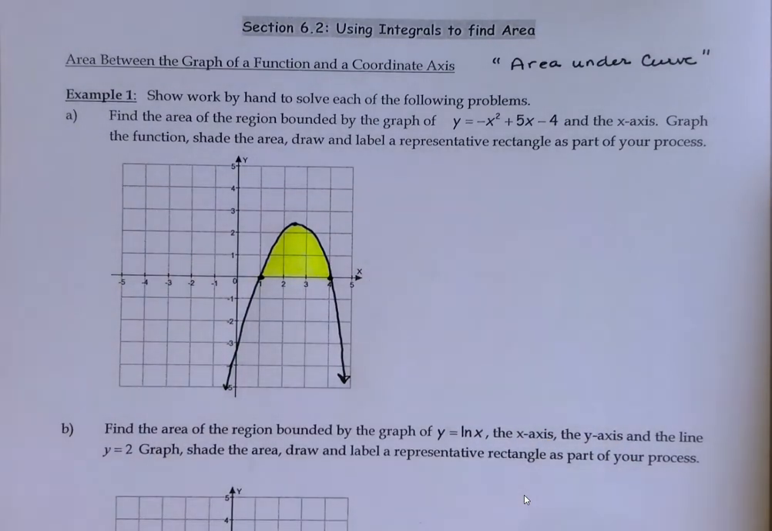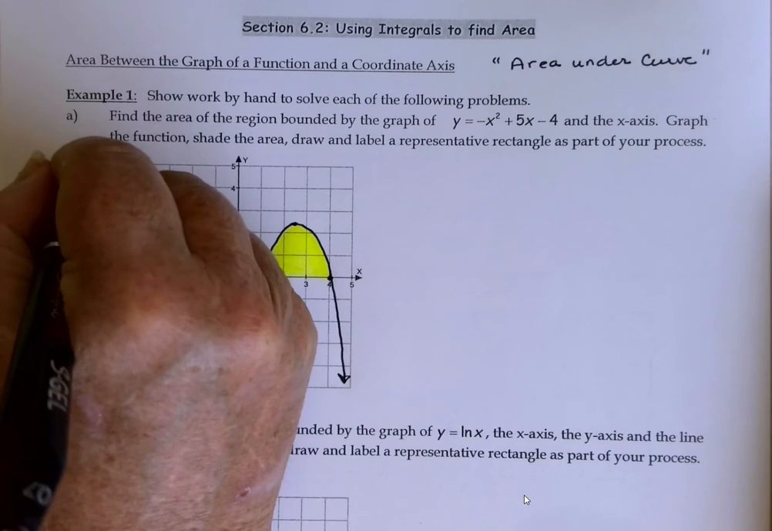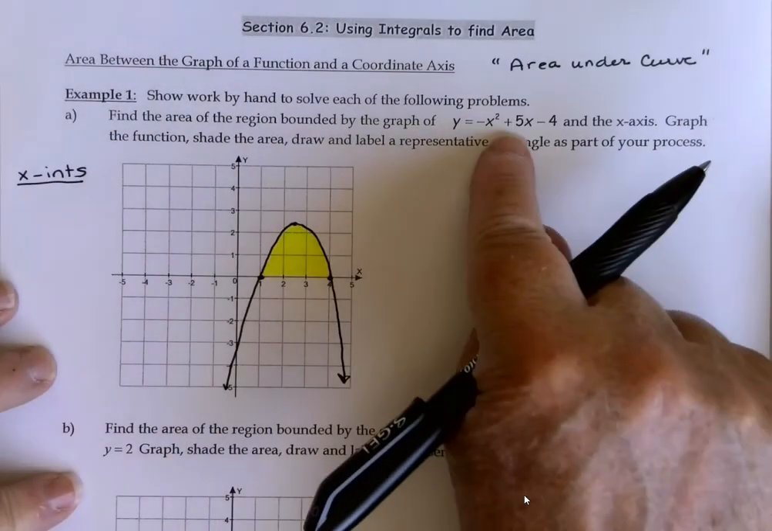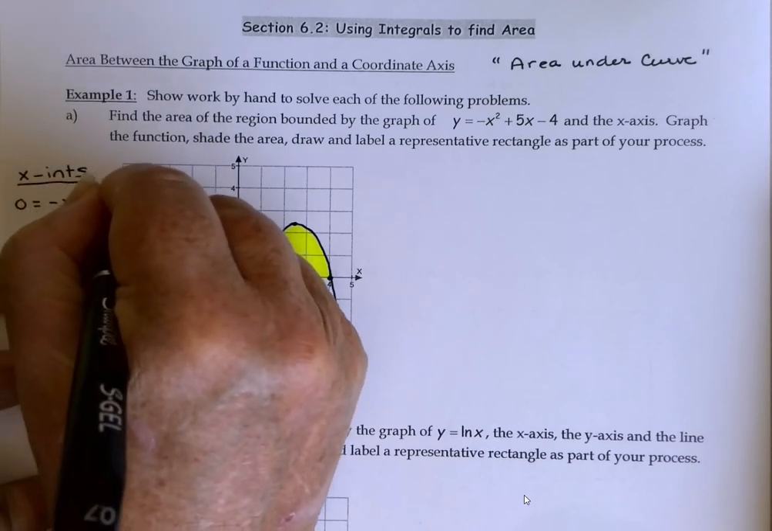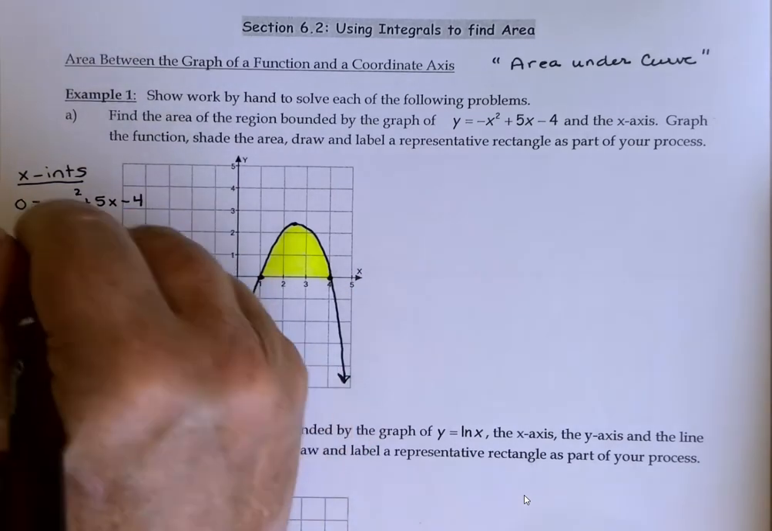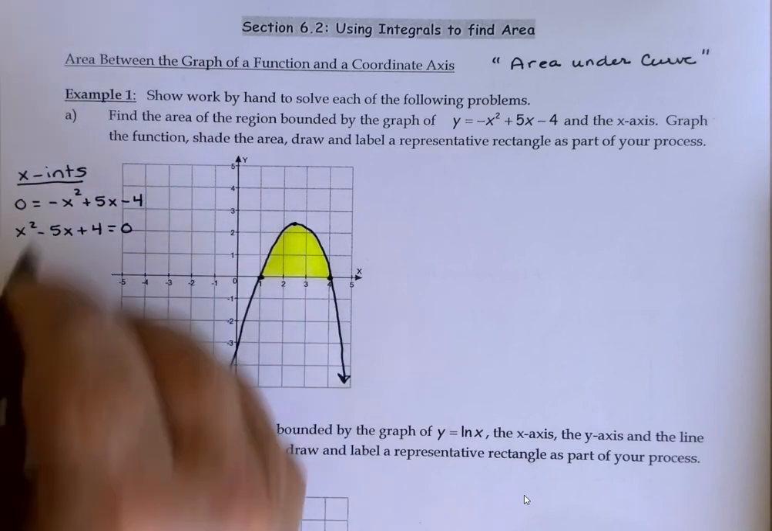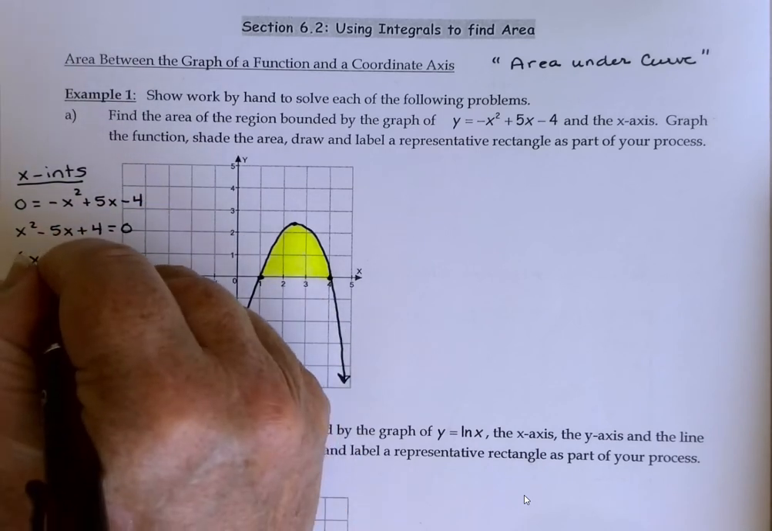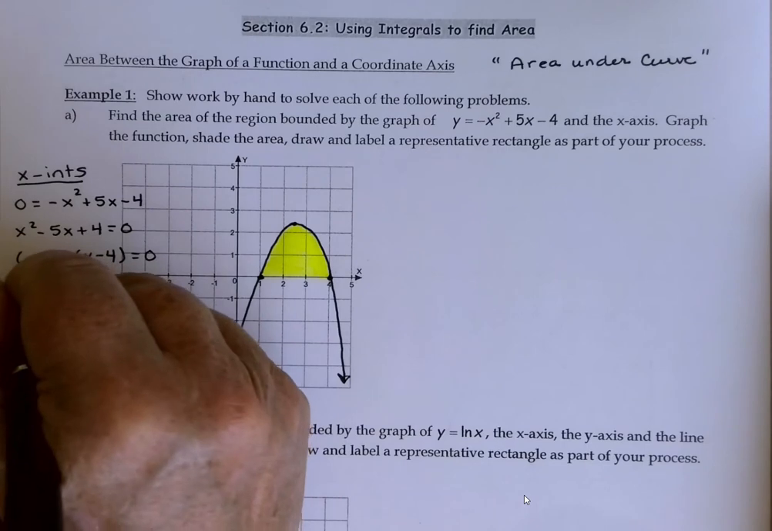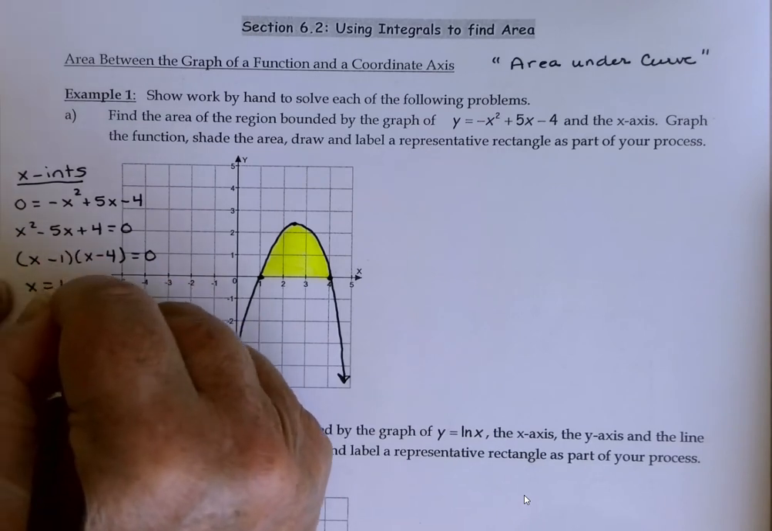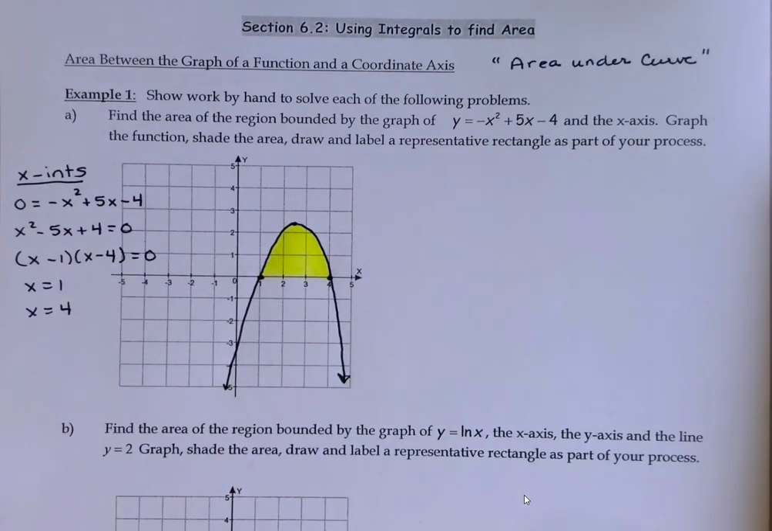Just to be sure we've graphed it accurately, let's double check those x-intercepts. I saw on the graph it looked like they were at 1 and 4, but I can just set my y value to 0 to verify that. That would be x squared minus 5x plus 4 equals 0. And if I factor that, x minus 1, x minus 4, it does look indeed like x equals 1 and x equals 4. So, looks good here. This region lies between x equals 1 and x equals 4.